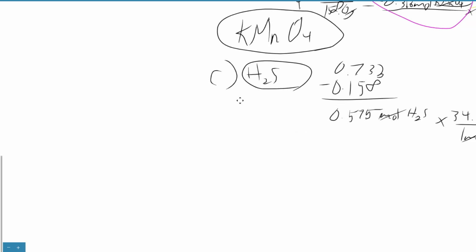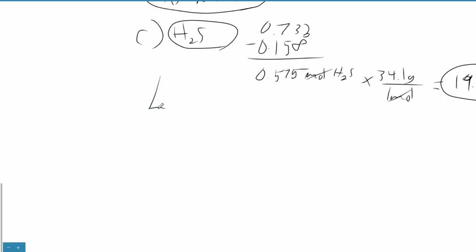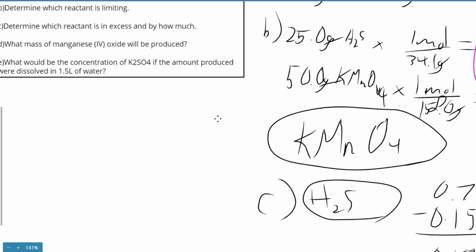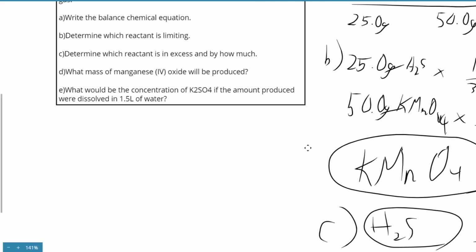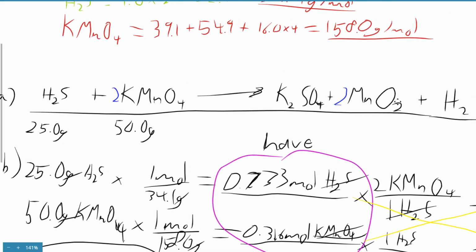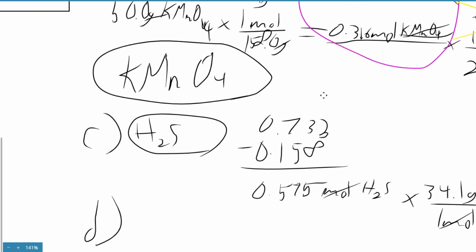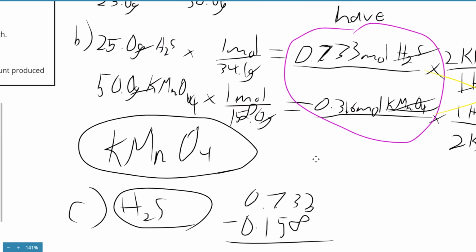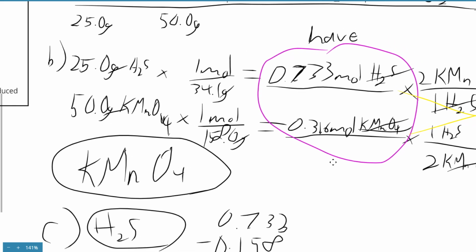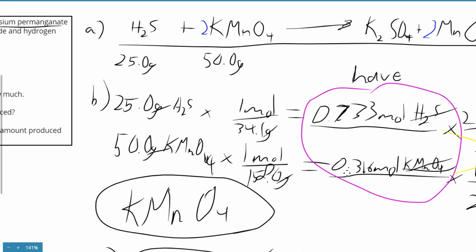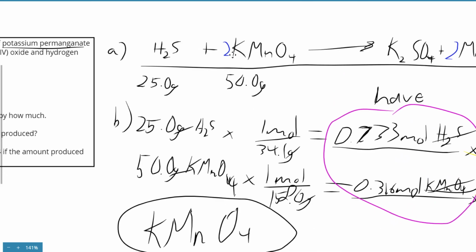D now. What is D? What mass of manganese 4 oxide will be produced? So this is our reaction. MnO2, that's manganese 4 oxide. How much will be produced? So to find this, we need to take one of our reactants and make a mole ratio with that. So let's take our KMnO4.